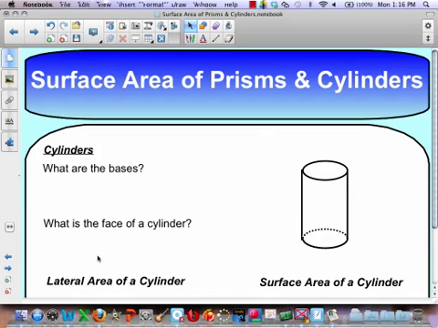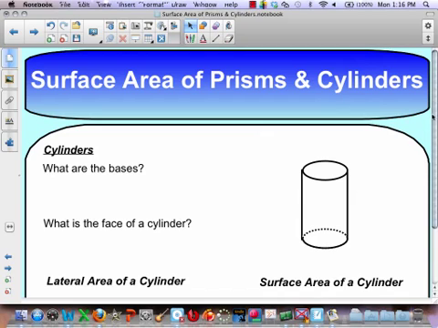Look at your reference sheet. Look at the area formula for a prism and the area formula for a cylinder. Do they look like they're the same? Everybody should have one. I gave you guys out new ones last week.